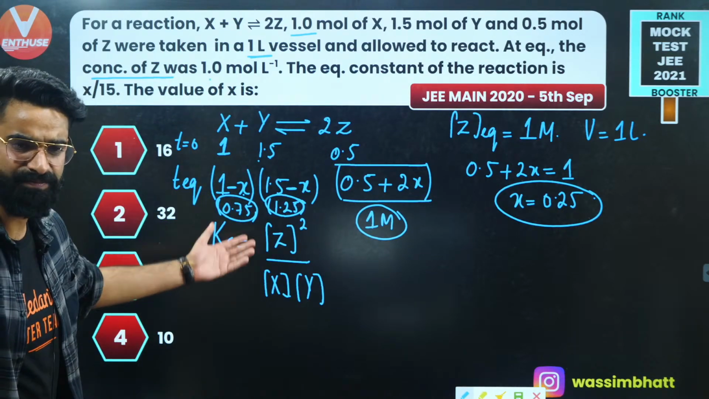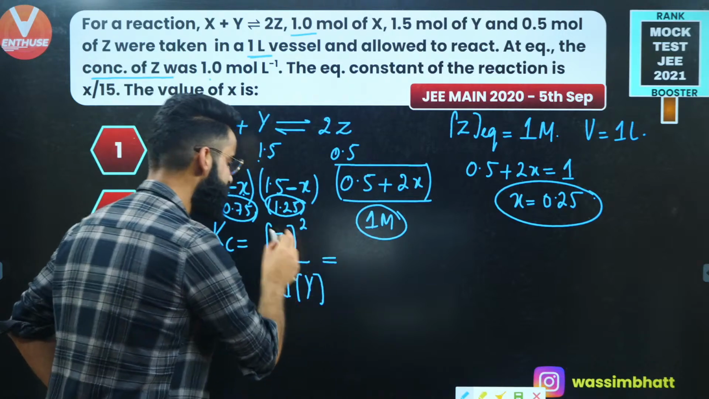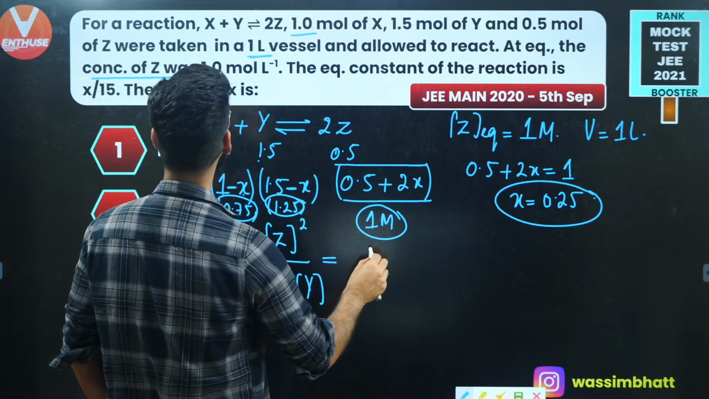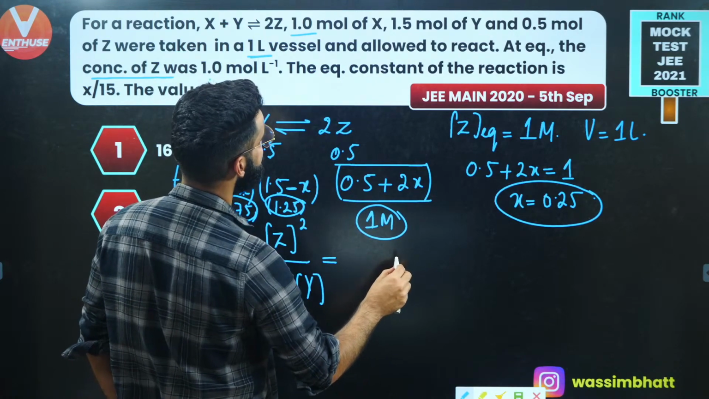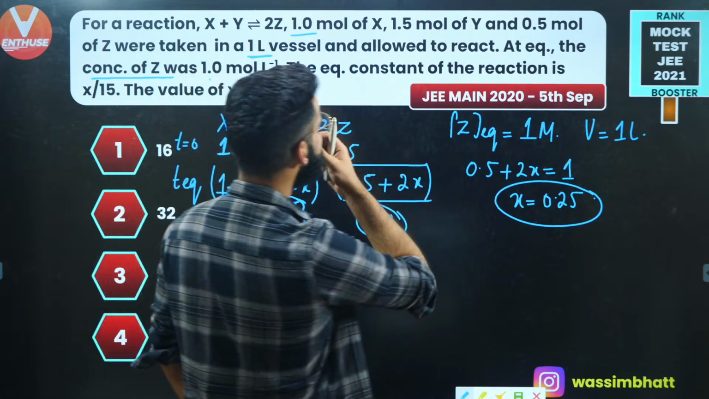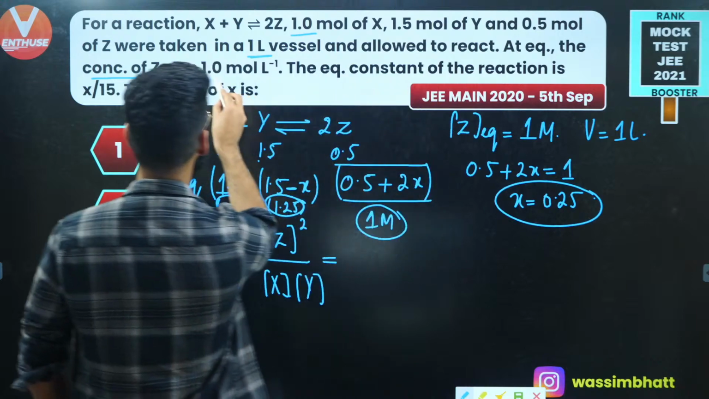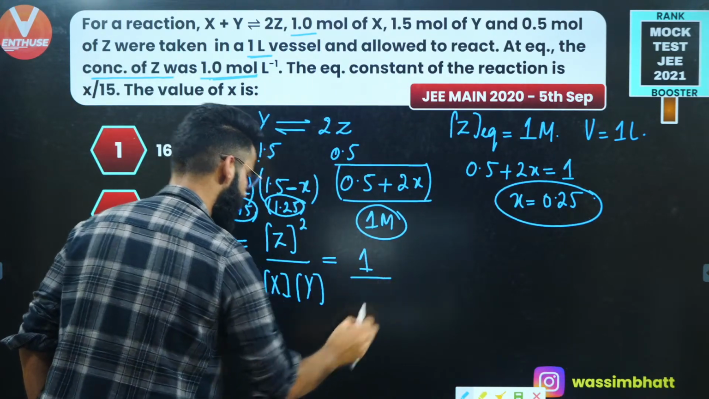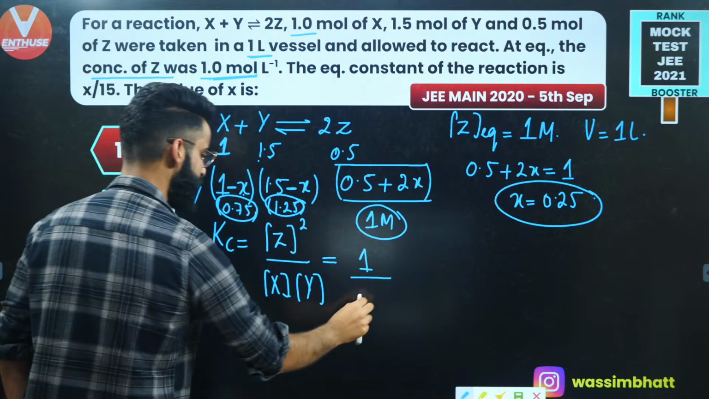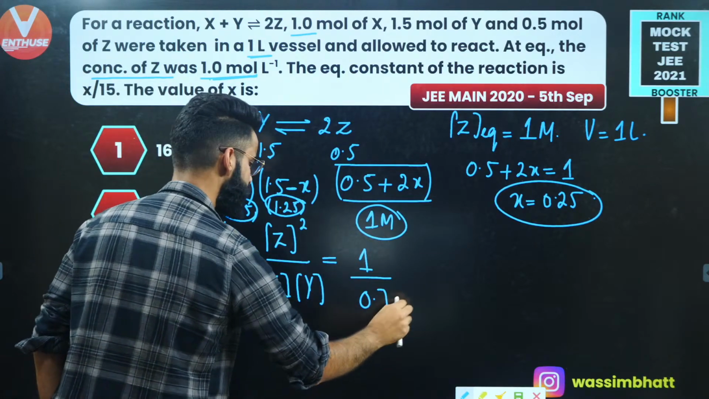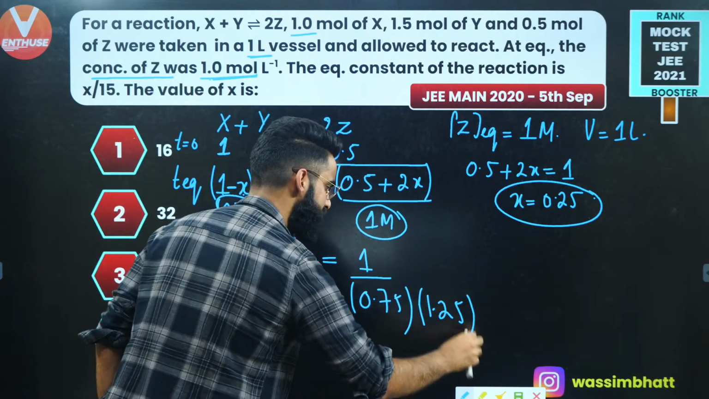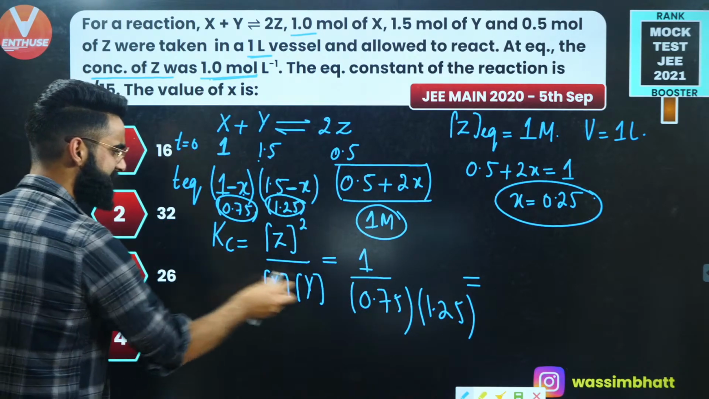So just put these values in the equilibrium constant, right? The concentration of Z at equilibrium is 1 molar. Is it 1 molar? Yes, it is. At equilibrium, the concentration of Z is 1 molar, so 1 squared is 1 only. The concentration of X at equilibrium is 0.75. The concentration of Y at equilibrium is 1.25. Correct? This is equal to Kc.